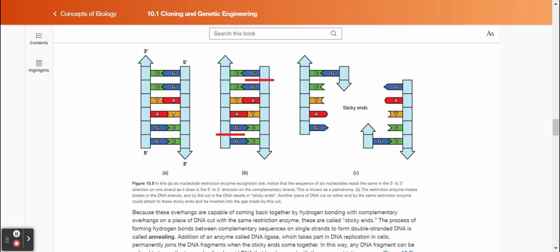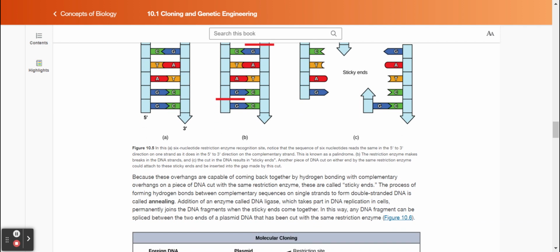Because these overhangs are capable of coming back together by hydrogen bonding with complementary overhangs on a piece of DNA cut with the same restriction enzyme, these are called sticky ends. The process of forming hydrogen bonds with complementary sequences on single strands to form double-stranded DNA is called annealing. Addition of an enzyme called DNA ligase, which takes part in DNA replication in cells, permanently joins the DNA fragments when the sticky ends come together. In this way, any DNA fragment can be spliced between the two ends of a plasmid DNA that has been cut with the same restriction enzyme.